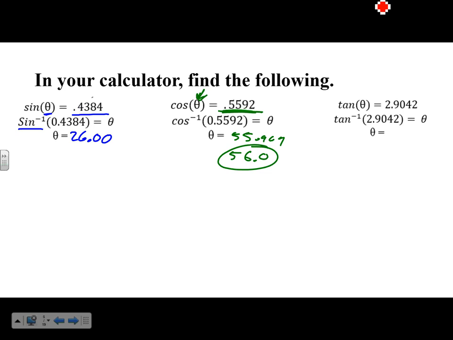And same thing with the tangent. The inverse tangent of 2.9042 is, again, you get 70.99999, which is 71. If you want to put 0.0, you can. So that's just showing you how to put it in your calculator. And I kind of explained a little bit of what we're doing here.